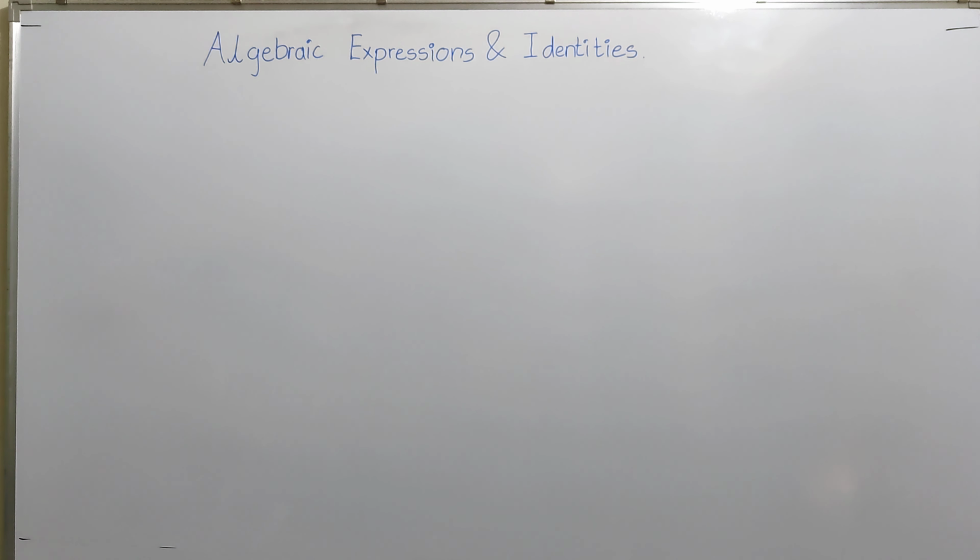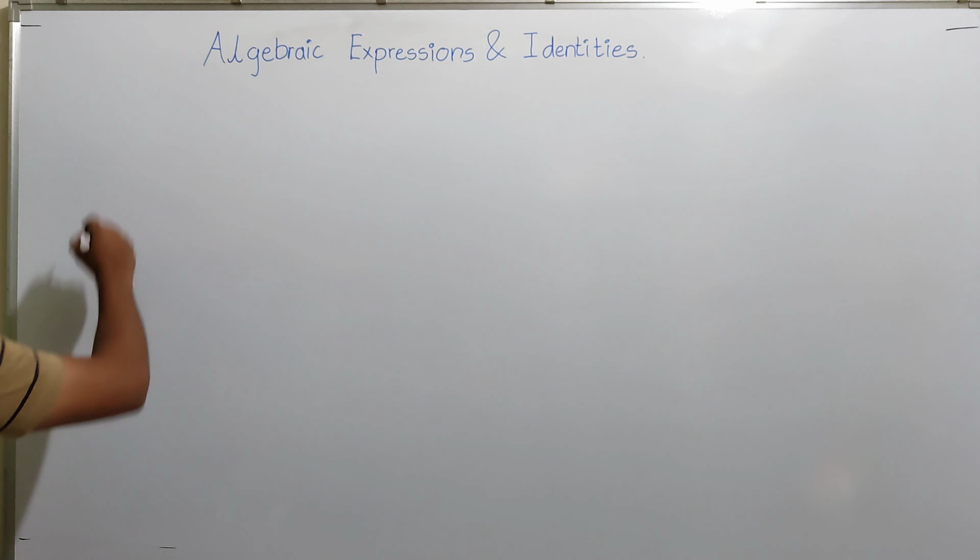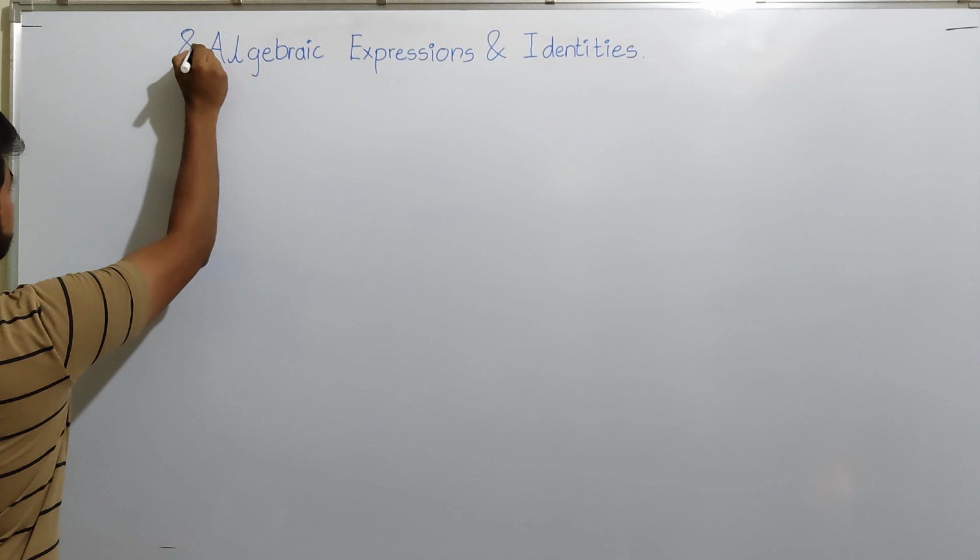So hello friends, we are going to start with algebraic expressions and identities, which is the 8th chapter of 8th standard mathematics, on page number 92. I'll give the lesson number.